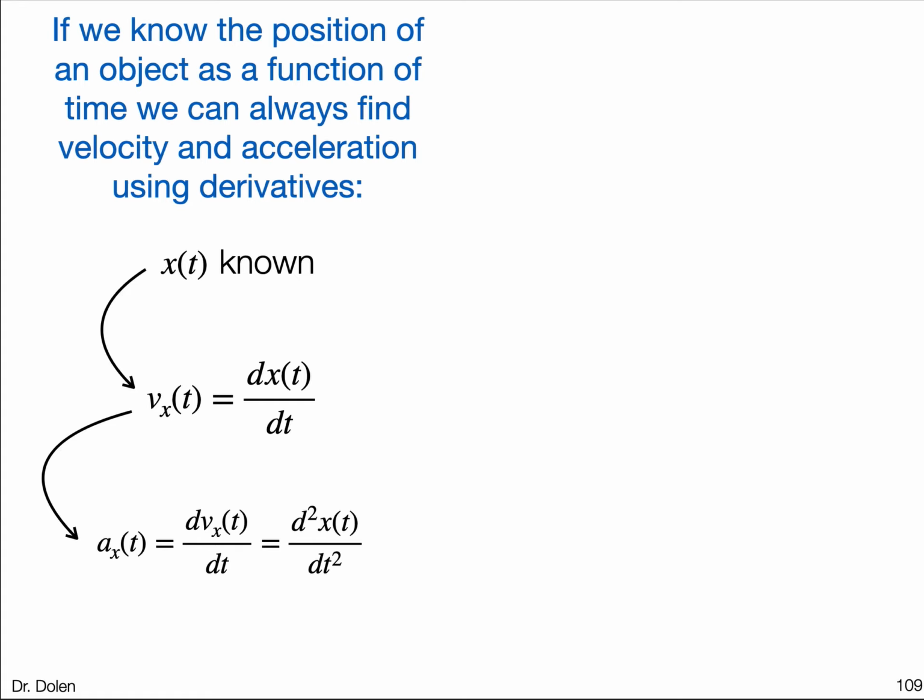That is, if we know the position as a function of time, we can always take a derivative of that and find the velocity as a function of time, and then we can always take a derivative of the velocity as a function of time to find the acceleration. Or we can take two derivatives of our position as a function of time to find our acceleration. So we can always go in this direction.